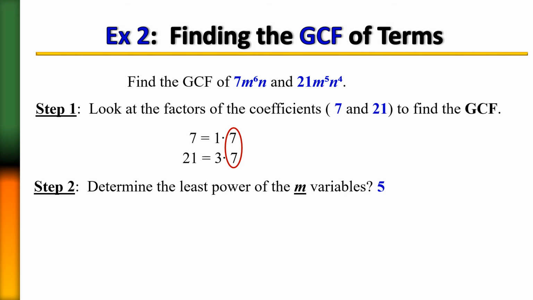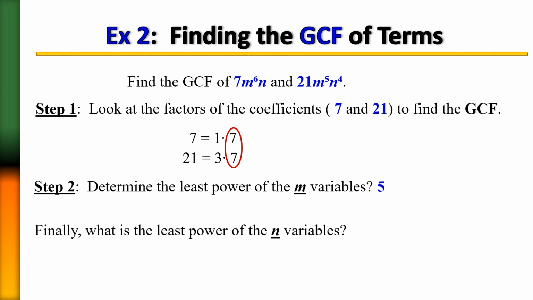Next, we want to look at our n's, and we want to determine again which one has the least power. So the first term has a power of 1. The second term has a power of 4. So the least power would be 1. So putting it all together, your GCF then would be 7m to the 5th power n.